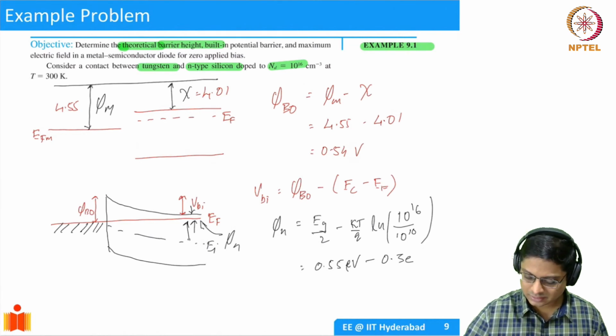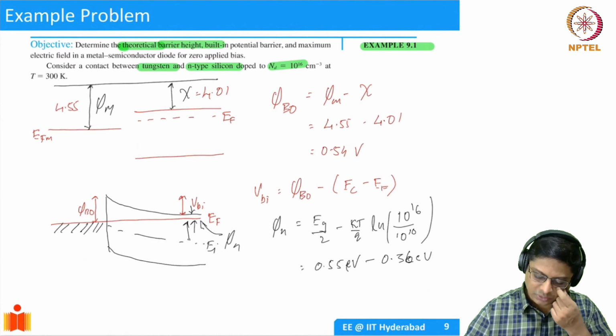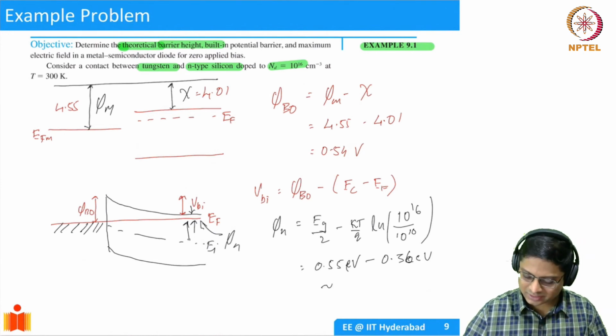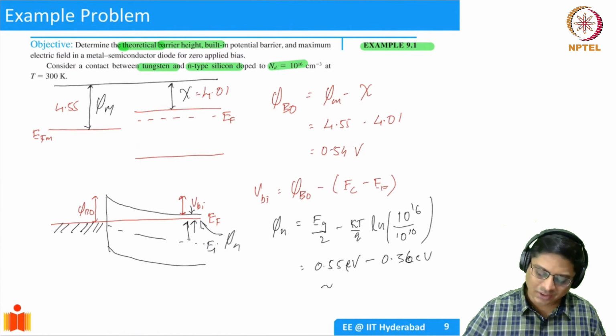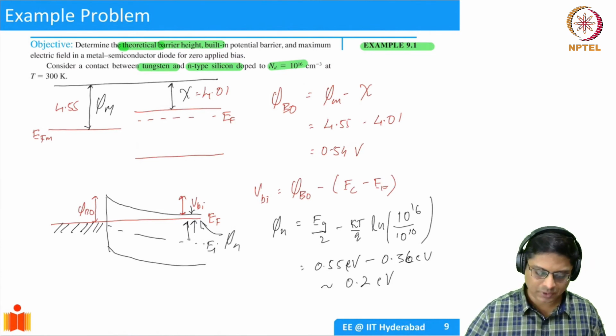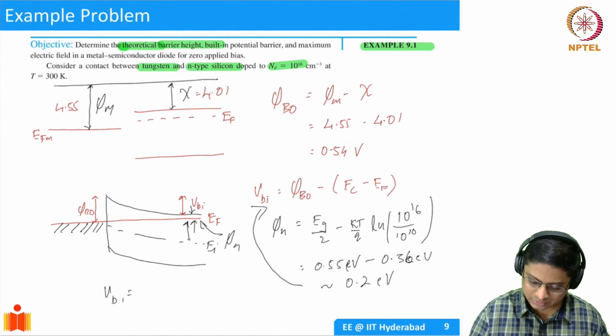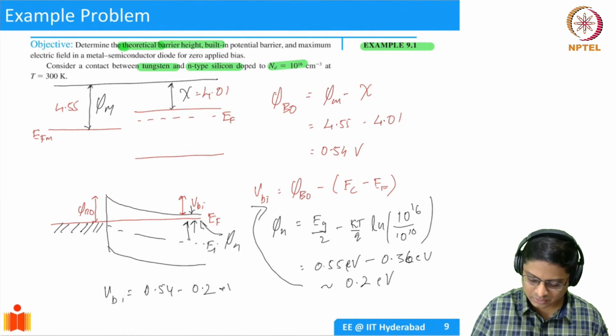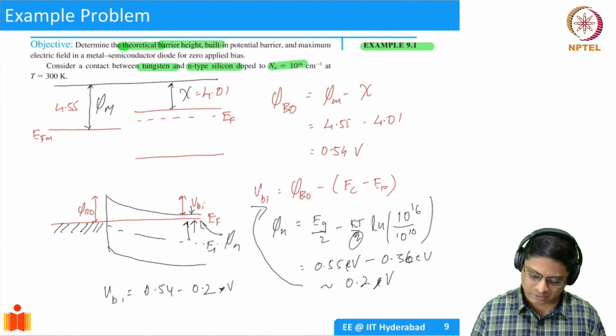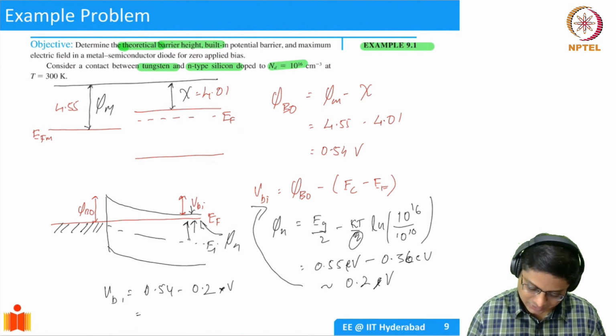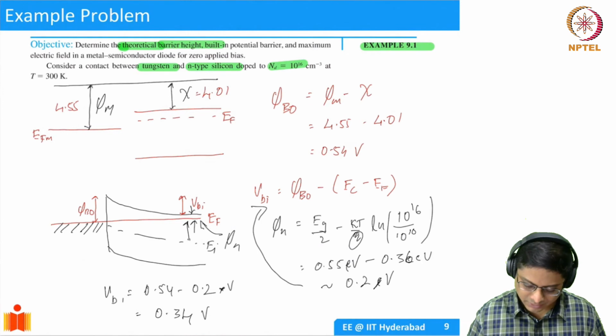So if you do this, it's not exactly 60 millivolts, slightly less than that. So this might be something like 0.2 eV. So the built-in potential, we'll go back and substitute this in. VBI is going to be phi b naught, which was 0.54, minus, let's say, 0.2 eV. There's a q here, so I can just talk in terms of volts. So it's going to be 0.34 volts. That is the built-in potential.